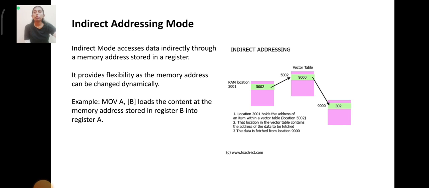Indirect addressing mode. Indirect mode accesses data indirectly through the memory address stored in a register. It provides flexibility as the memory address can be changed dynamically. Example: MOV A, [B] loads the content at the memory address stored in register B into register A.